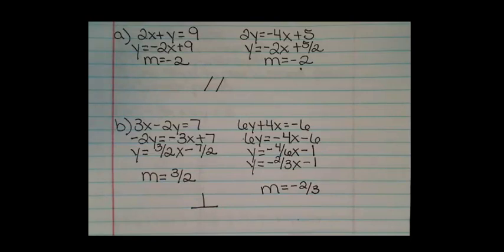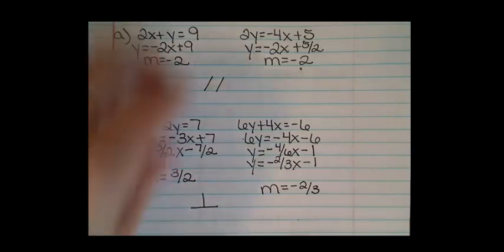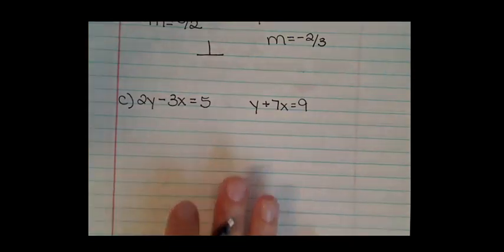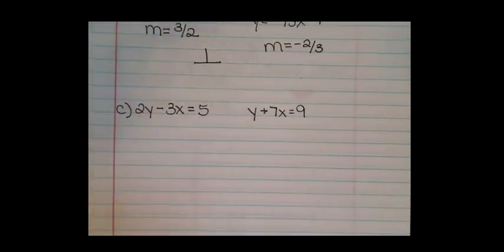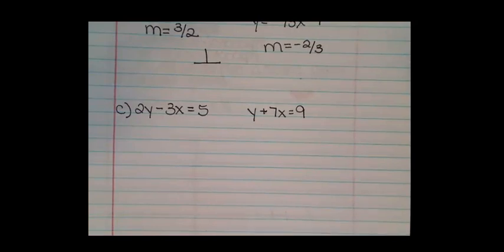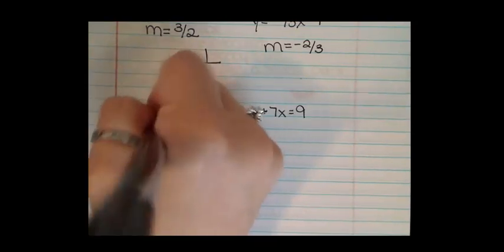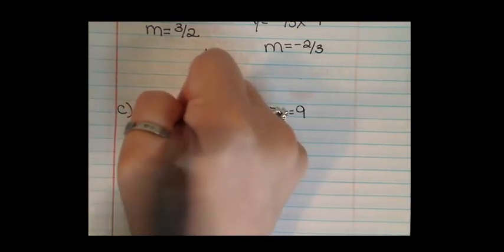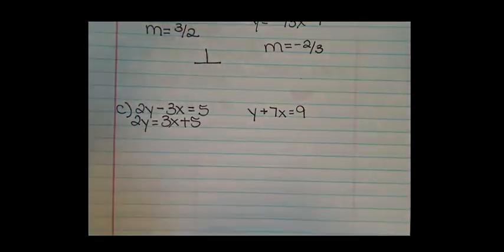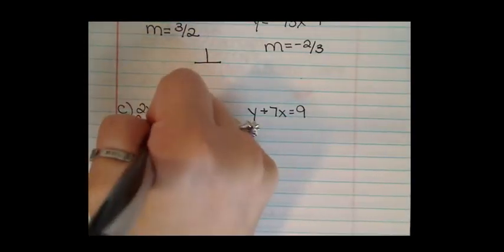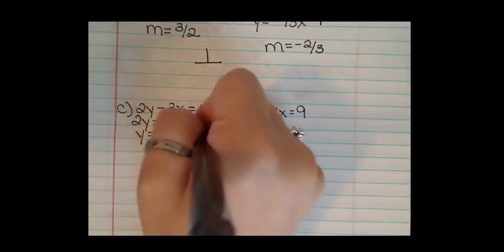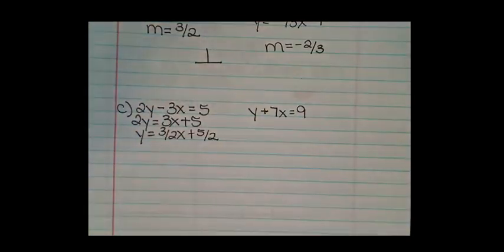Okay, so let's do a third example. We have 2y minus 3x equals 5, and y plus 7x equals 9. So let's get y by itself in the first one, and that equals 3x plus 5. Divide everything by 2, you get y equals 3 over 2x plus 5 over 2. So my slope for my first one would be 3 over 2.